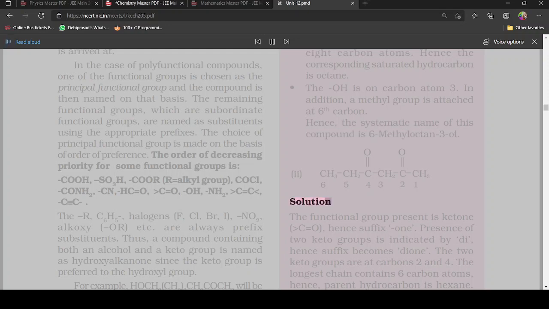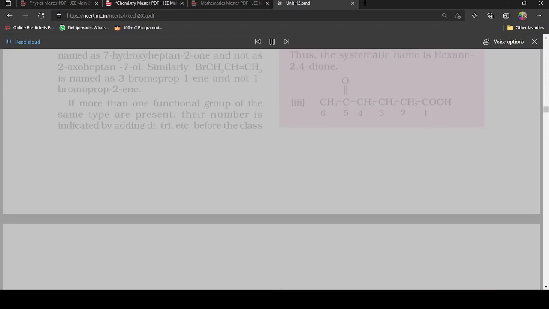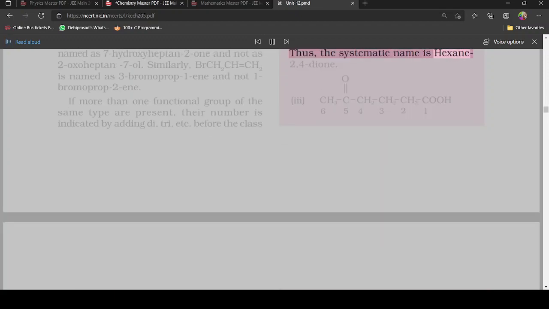Solution. The functional group present is a ketone, C=O, hence the suffix is one. Presence of two keto groups is indicated by di, hence the suffix becomes dione. The two keto groups are at carbons 2 and 4. The longest chain contains 6 carbon atoms, hence the parent hydrocarbon is hexane. Thus, the systematic name is hexane-2,4-dione.